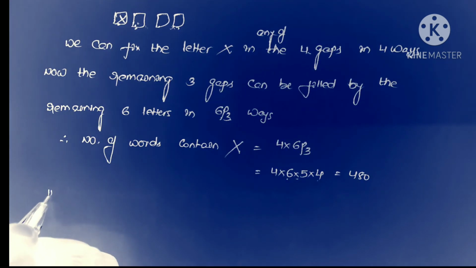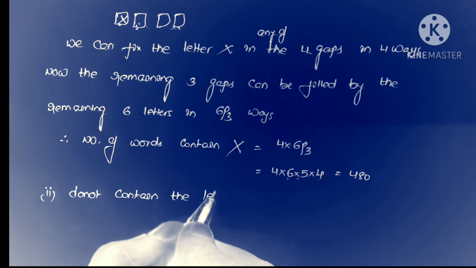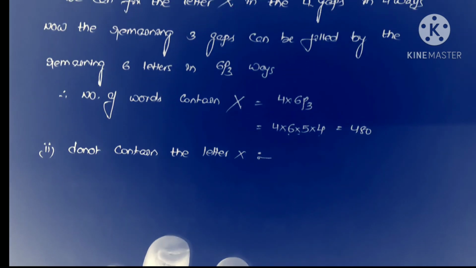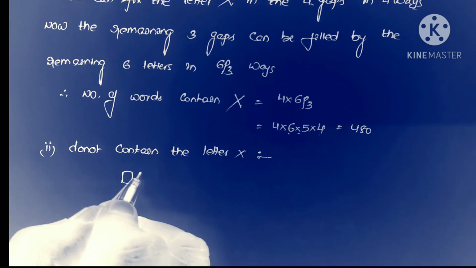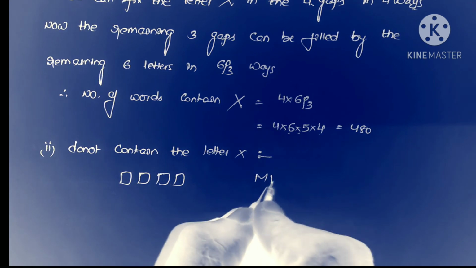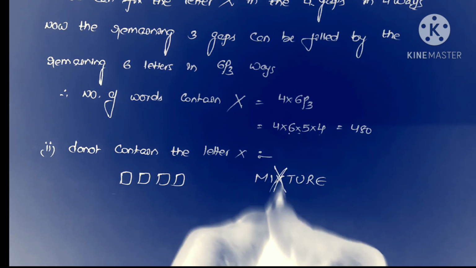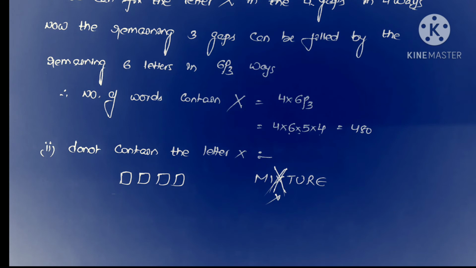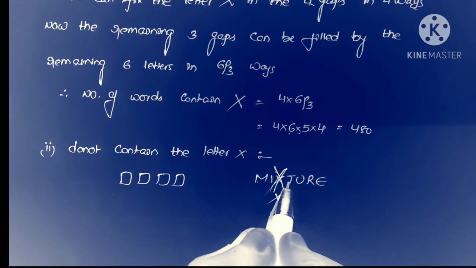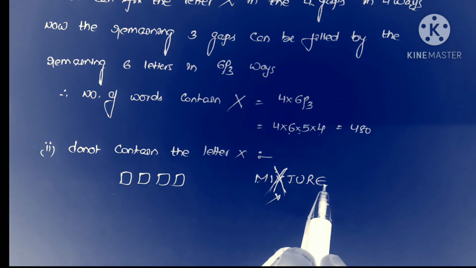Now the second condition, which don't contain the letter X. So here also we are forming the 4-letter words but not containing the letter X. So first I take the 4 gaps here. We want the 4-letter word. Given word is mixer. So don't contain the letter X means first we remove the letter X from the given letters. Now what are the remaining letters here? 1, 2, 3, 4, 5, 6. Remaining letters is equal to 6 here.